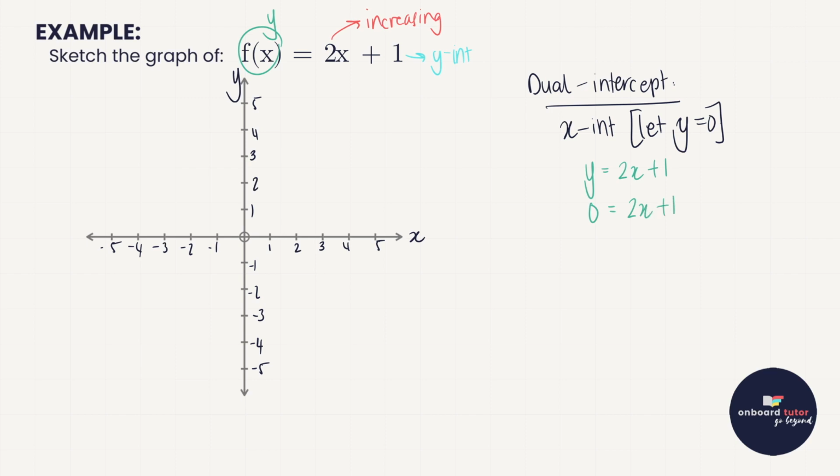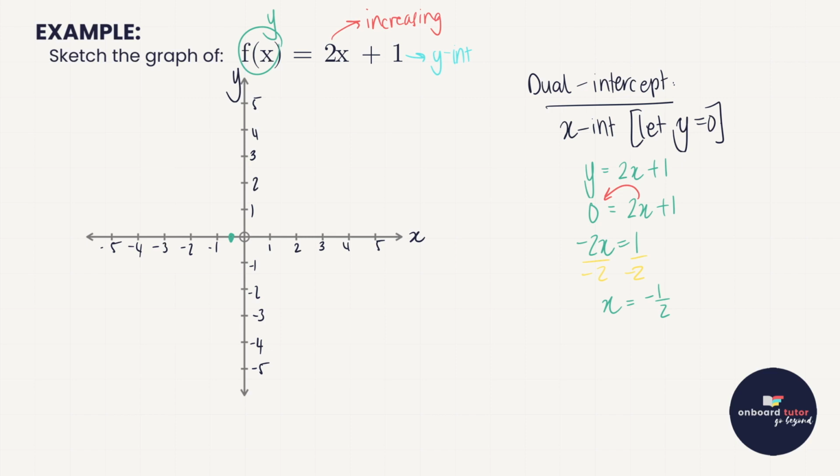We're then going to move this 2x across. So that's going to be minus 2x equals 1. Let's divide both sides by minus 2. And so we end up with the fact that x is equal to minus a half. So what I can do now is on the x-axis, I can look for the point minus a half, and I can plot it there. I've got an x-intercept. Okay, and we're going to label that soon.